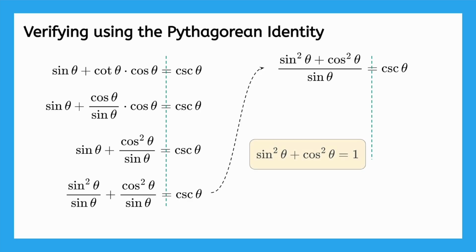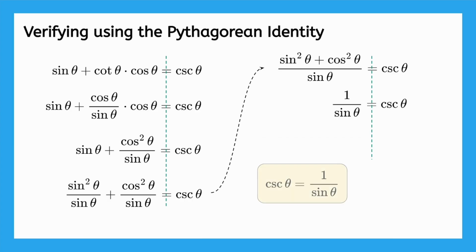Now we can use the Pythagorean identity. Sine squared theta plus cosine squared theta is equal to 1. This leaves us with 1 over sine theta, which by using a reciprocal identity can be written as cosecant theta. Now we've verified the identity.